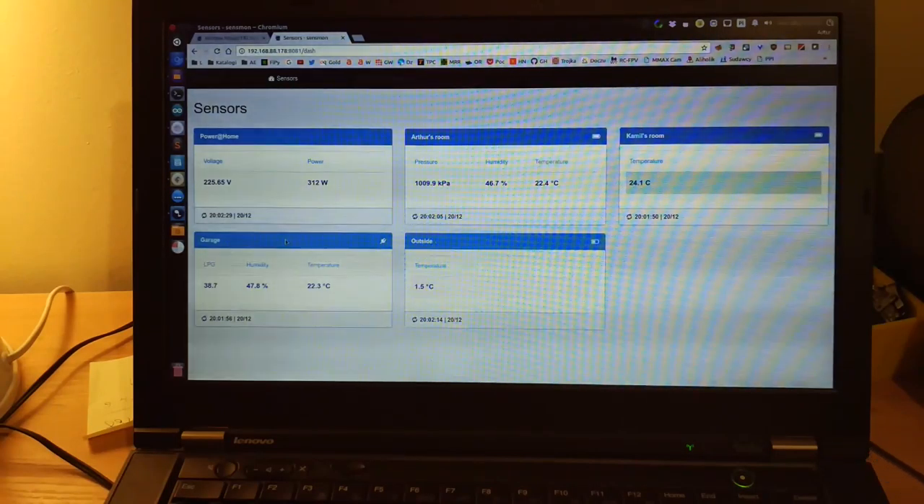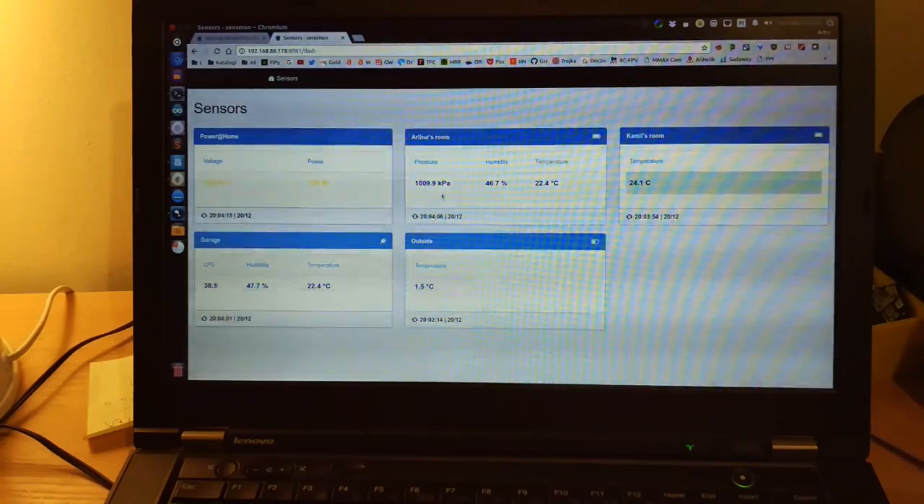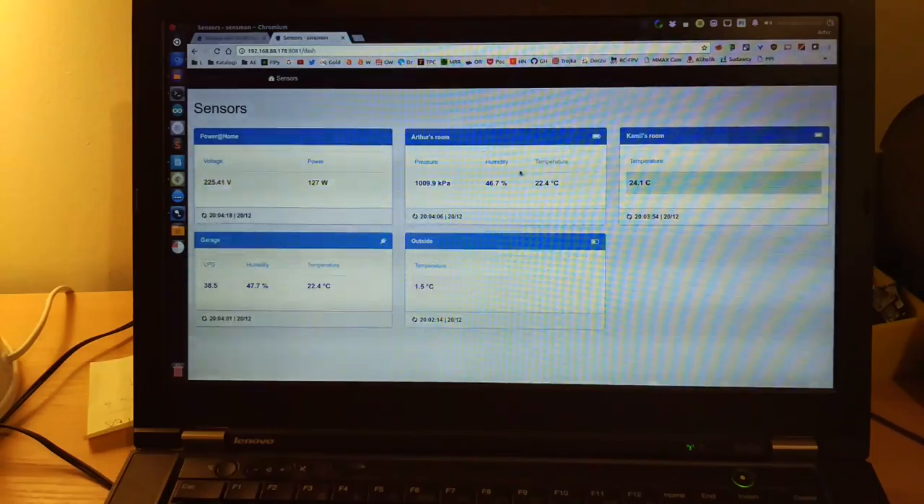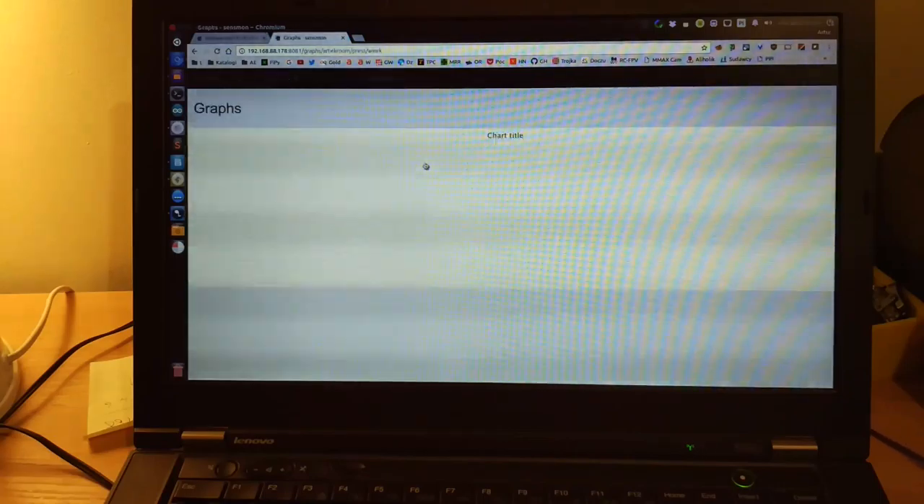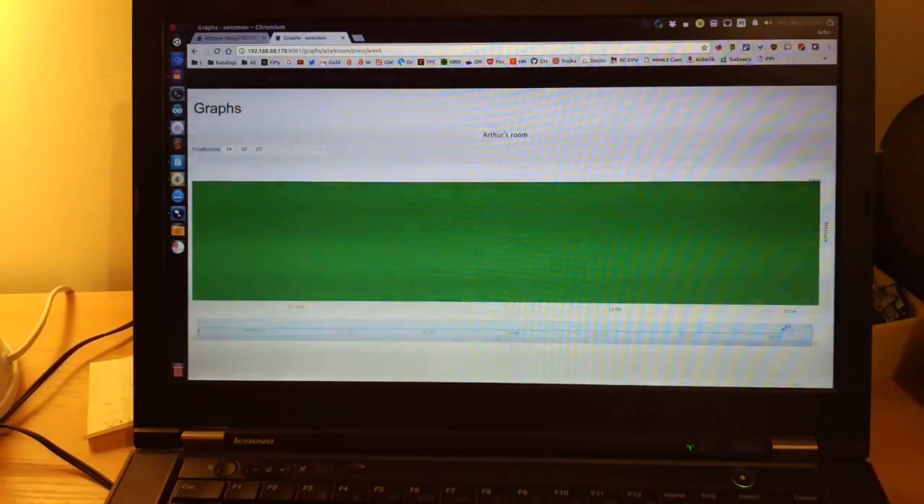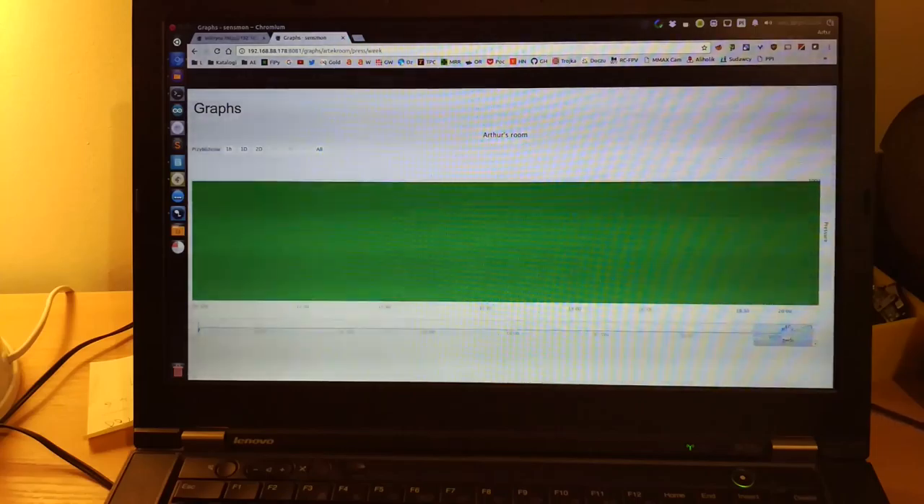This is a sensor page. I can graph and display the history of the data, for example pressure in my room. There is a small amount of data and it looks like this.